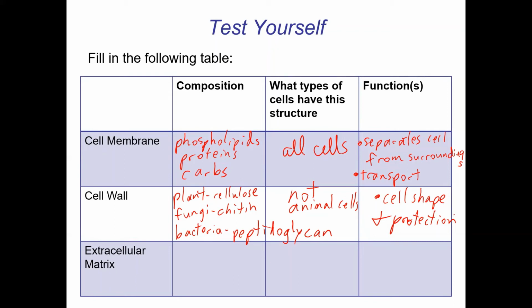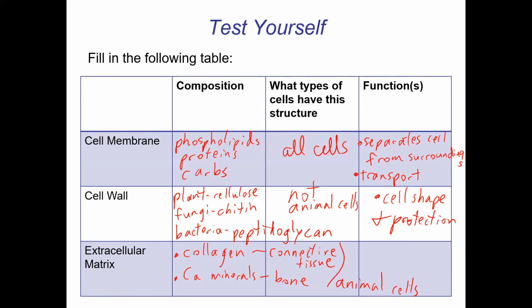So what about extracellular matrix? The composition depends on what kind of extracellular matrix you're talking about. But there were two that we talked about in class. We talked about collagen, and that's found in skin and connective tissue. And we talked about calcium minerals, and that's found in bone. So both of these, of course, are animal cells.